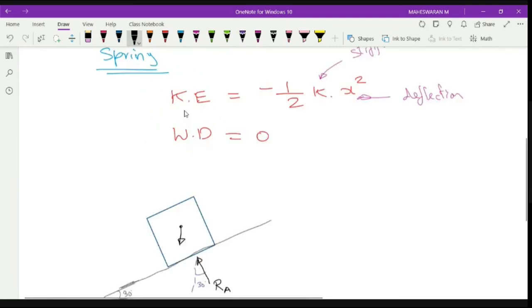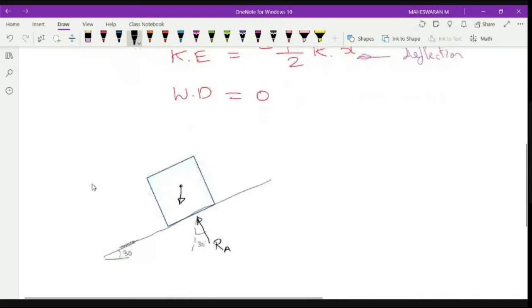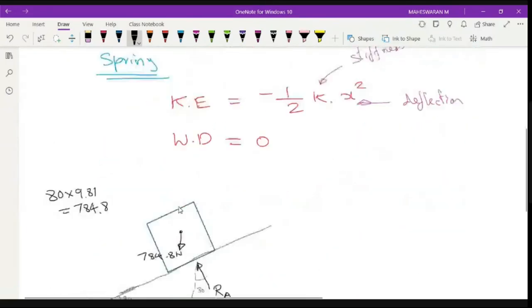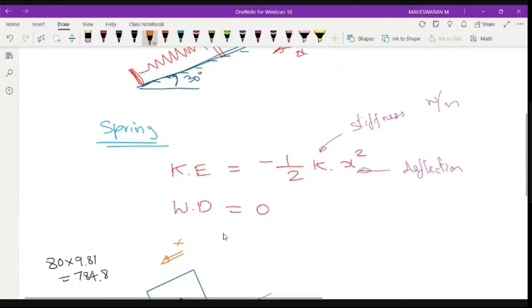And you have the weight of the block. Weight is 80, so 80 into 9.81. What is 80 into 9.81? 784.8 Newton, right? So these are the two forces. And you know that the block is moving along this direction. As I told you, there will be a confusion here to identify the spring force and other things.